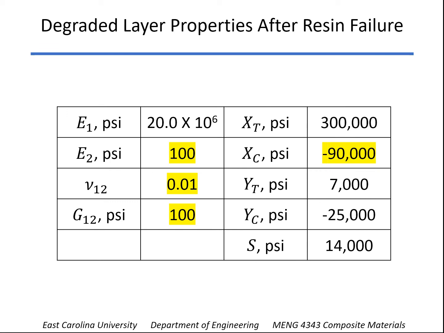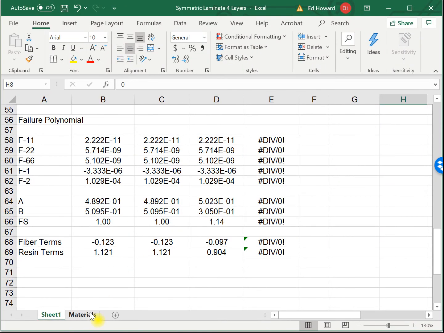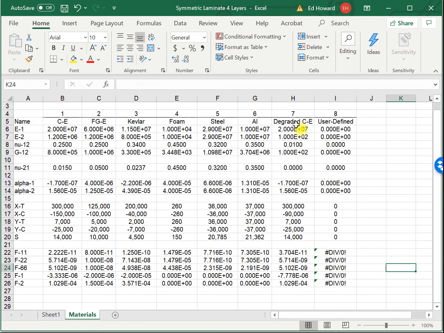And so we're going to reduce, as we said, E2, nu12, G12, and we'll also reduce the compression strength in the fiber as well. So the way I'm going to accomplish that in the spreadsheet is I'm going to go over to the materials page, and you can see here I now have degraded carbon epoxy as a new layer, number 7. And you can see again 100, 0.01, 100 as well. And the compressive strength down here has been reduced from 150,000 to 90,000 psi. All the other properties staying the same.